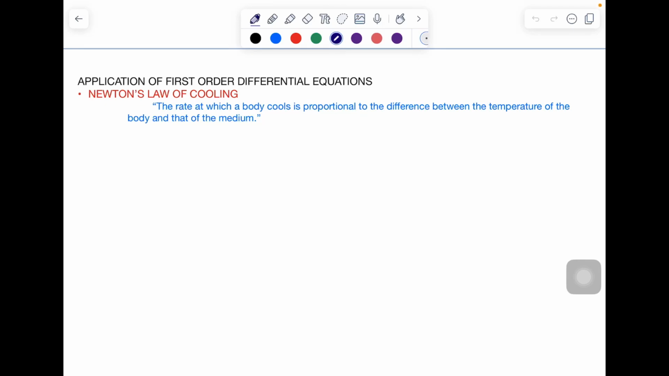All right, so we already have discussed the different methods in solving the first order differential equations. Now we move on to the applications of these first order differential equations. So far we're only discussing basically the theoretical side of differential equations for first order. Now, where do we actually apply this?